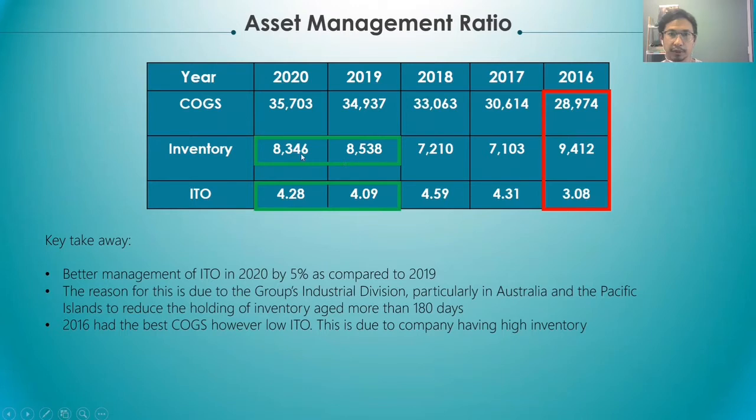Yeah, between these two here. So that's why they have a much better inventory turnover compared to, if I were to compare it to the year 2016. In 2016, we can see that the ITO is 3.08. It is the lowest within these 5 years, and the reason is because it had a very low cost of goods sold, but very high inventory of 9,412. That is much higher if we compare it to the other 4 years.